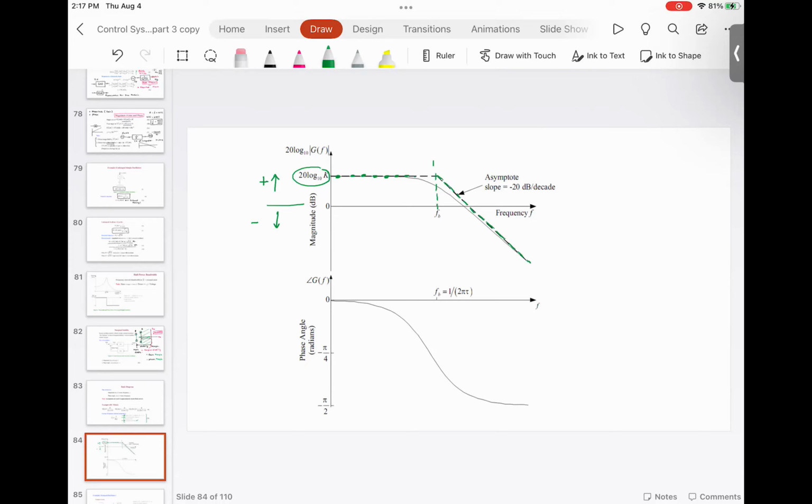Everyone understood this? From here to here, it's amplification. And from here to here, there's reduction. And as you can see, initially the phase is zero when we started, and gradually it started becoming negative. Now, negative phase means the output started lagging. If it is positive, the output leads. And here, the output lags.